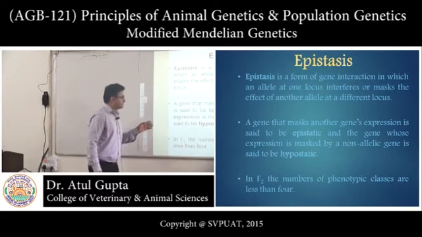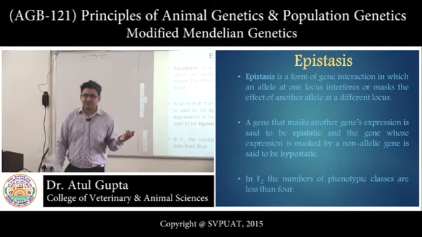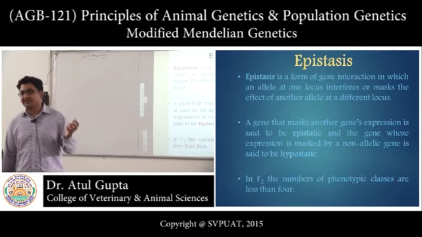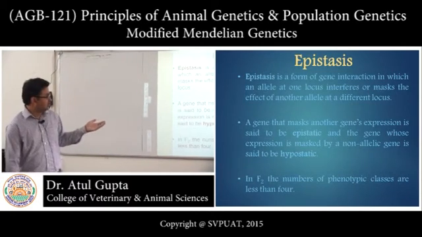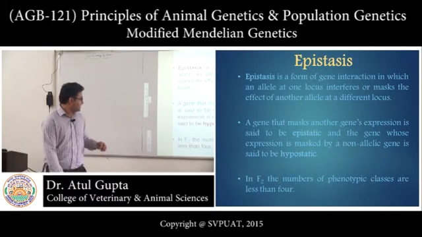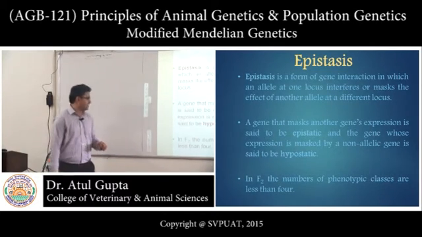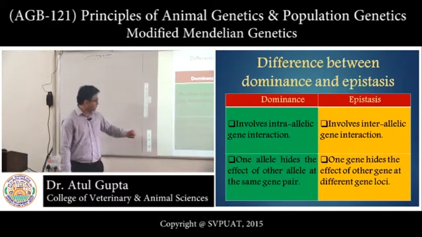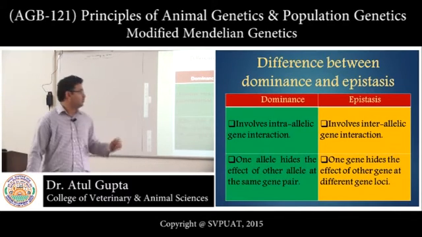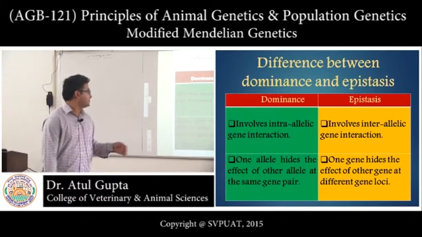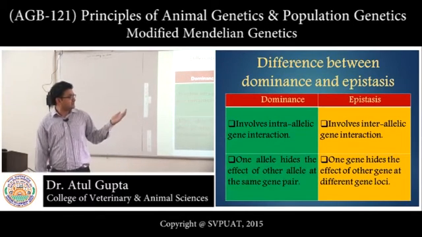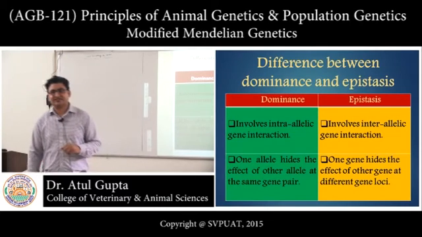A gene that masks the expression of another allele or gene is called epistatic, and the one whose expression is suppressed or altered is said to be hypostatic. In F2, the number of phenotype classes is less than 4. So there is a difference between dominance and epistasis. What is the difference between dominance and epistasis? Dominance involves intra-allelic gene interaction and epistasis involves inter-allelic interaction.